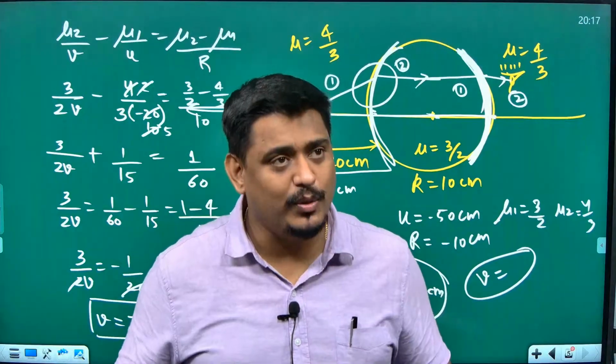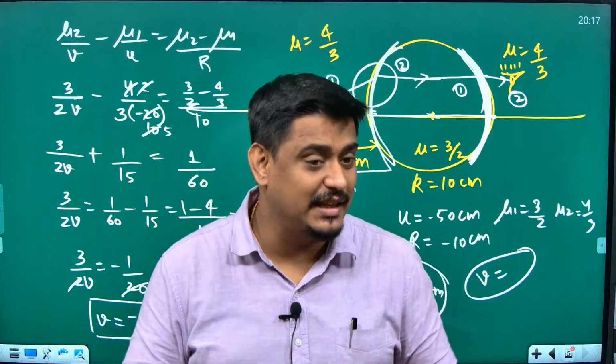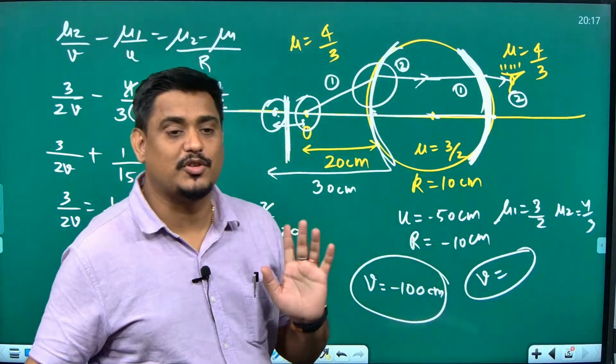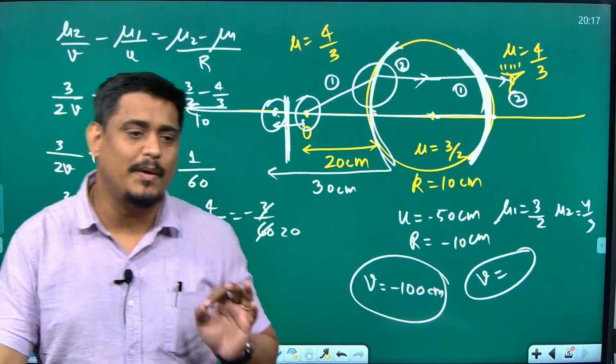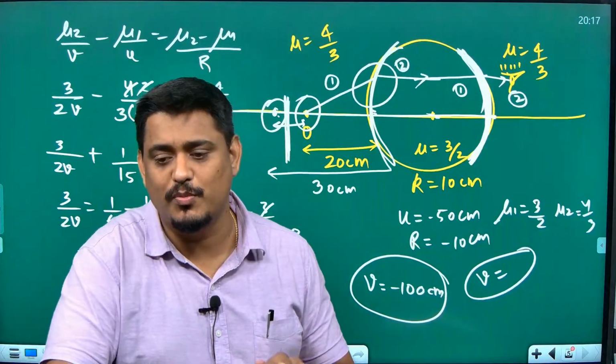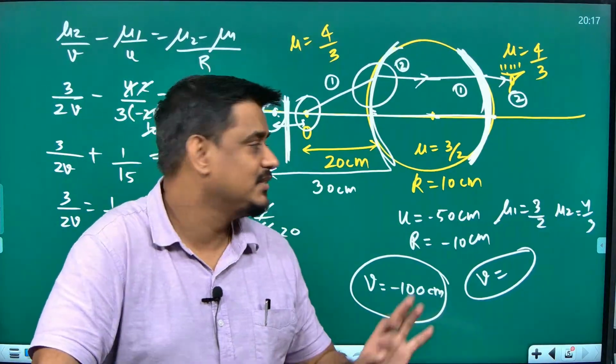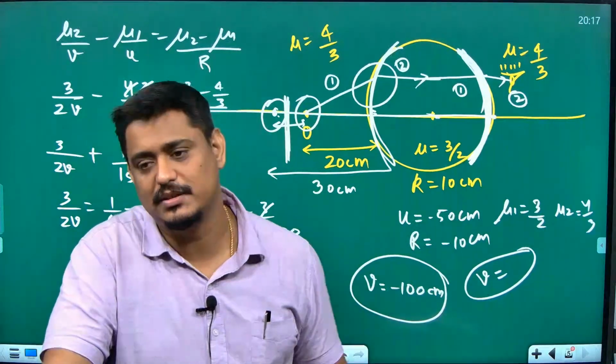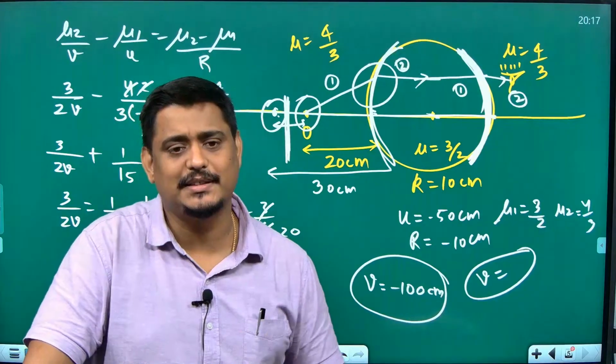If you have doubt in this question, ask me. If it is clear, we will go to the next concept. This is the maximum level of question that can come from this topic. Mu2 by V minus mu1 by U is equal to mu2 minus mu1 by R based questions can be complicated till here only in the school level. If you are okay with this, I will go to lens now.